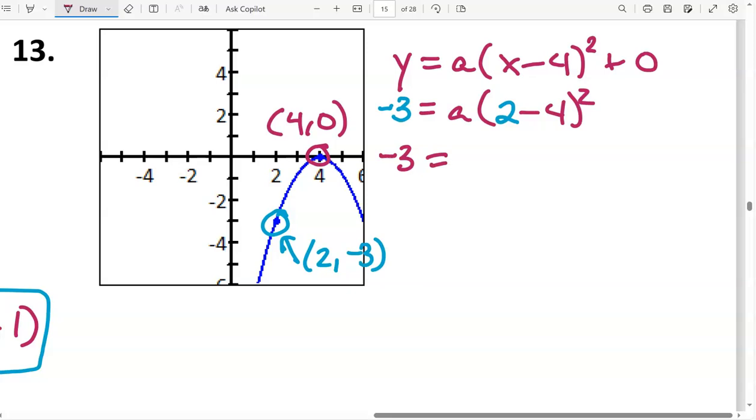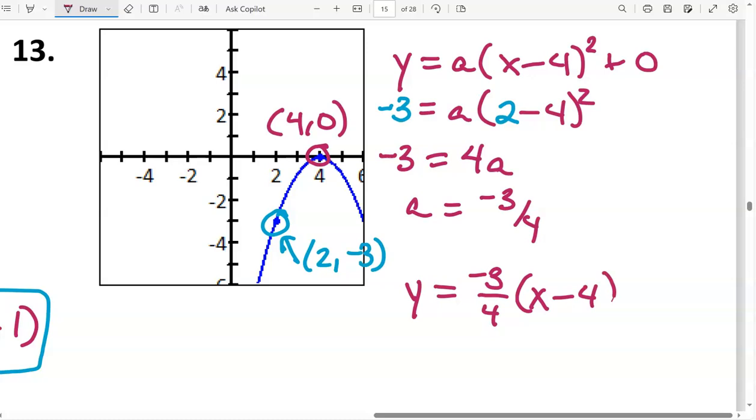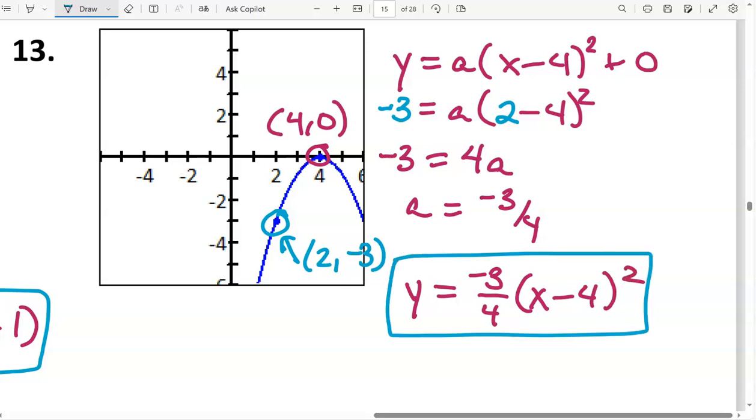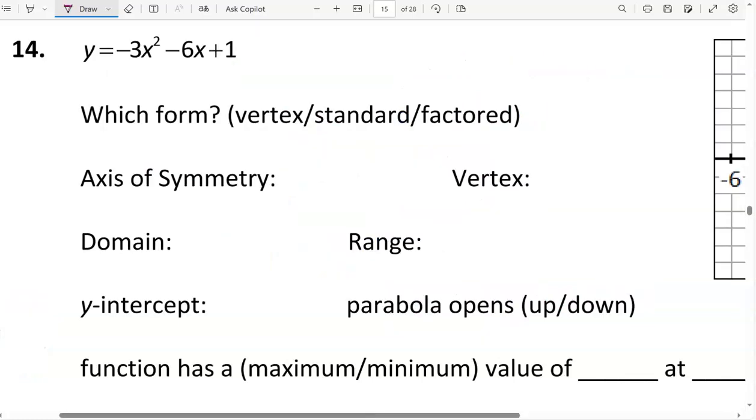So negative 3 is equal to a times 2 minus 4, which is negative 2 squared, is positive 4. So a is equal to negative 3/4, which makes the equation of this parabola y equals negative 3/4 times x minus 4 squared. In number 14, we are asked which form this is in. This is y equals ax squared plus bx plus c, so that's called standard form.